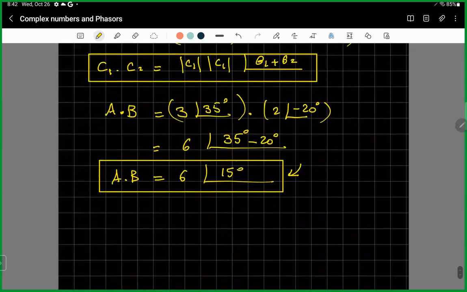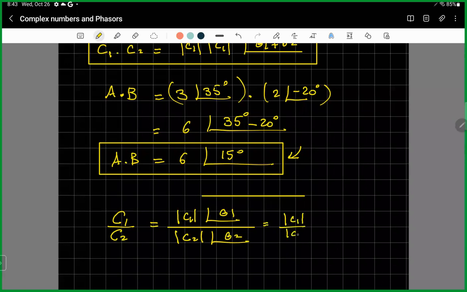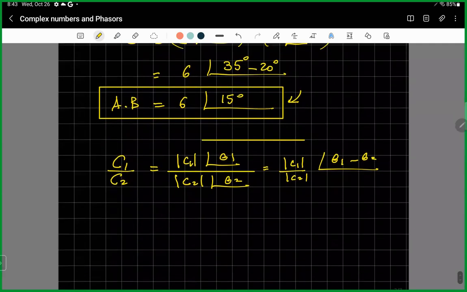The division is also much easier, I will show you now. Let me divide the same two numbers, but let me give you the rule. If you are dividing two complex numbers, C1 by C2, the first one has a magnitude C1 and angle theta 1, and the second one has a magnitude C2 and angle theta 2. You divide the magnitudes, that's normal, but the angle will be theta 1 minus theta 2. The top minus the bottom.